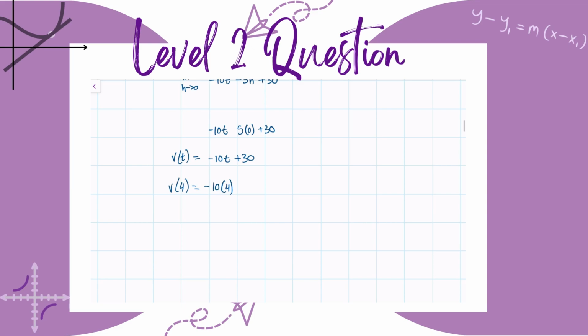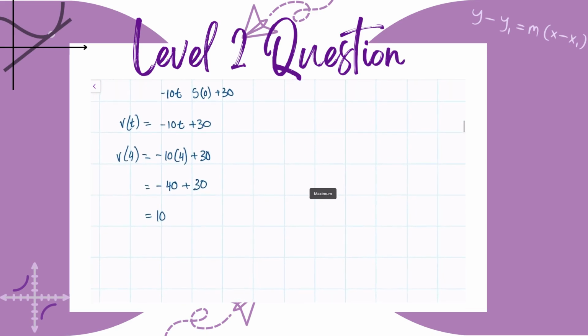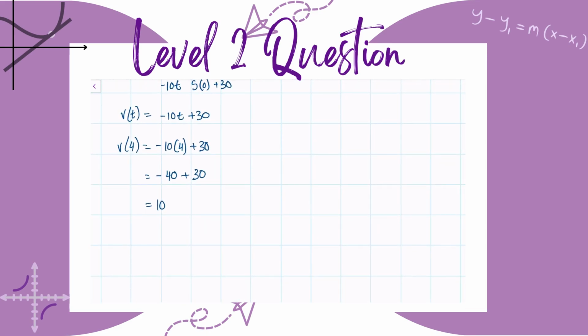And when we do, we get 10. Now, because it's velocity, you guys need to remember direction is included into the answer. So we would go ahead and answer it by, therefore, the velocity at 4 seconds is 10 meters per second up.